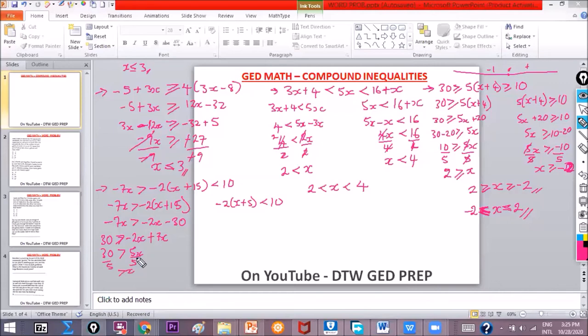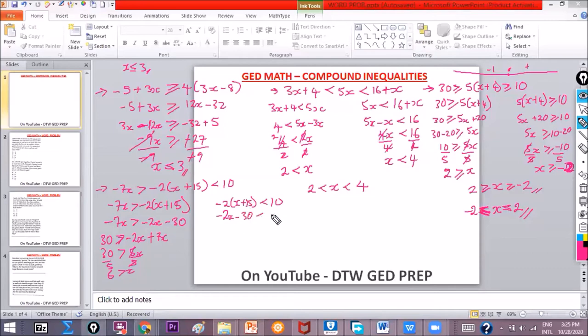So this is x. And this is what? 6. Okay, 5 in 30 is what? 6. So we have 6 is greater than x. So let's resolve this. Let's open up a bracket here. We have minus 2x minus, this is 15 here, minus what?